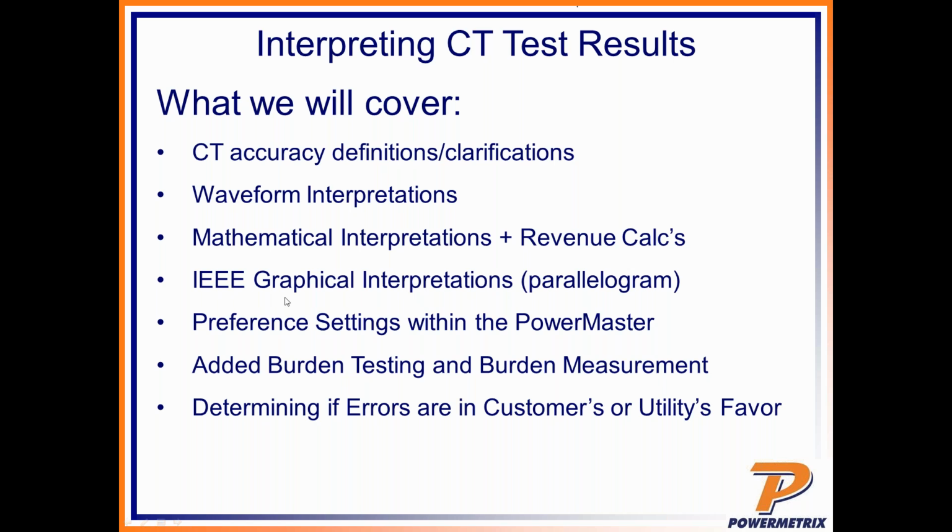We're going to go over the IEEE parallelograms. Those are the plots that you see on the PowerMasters. We're going to go over some of the user preferences that you can set up within the PowerMaster to hopefully make your life a little bit easier. We're going to talk about what burden has to do with testing. So what do we talk about when we add burden when we do a test? And then we can also measure the burden, okay? And one of the biggest things is determining if those errors are in a customer's favor or a utility's favor. And we're just talking about the CT errors right now, okay? So those are basically the things we're going to cover.